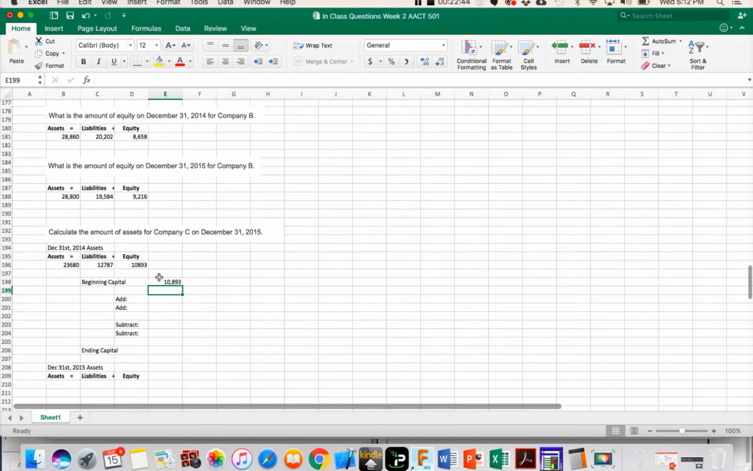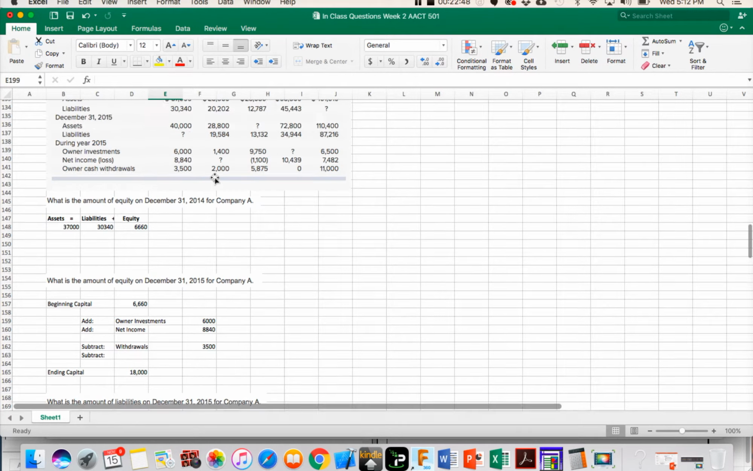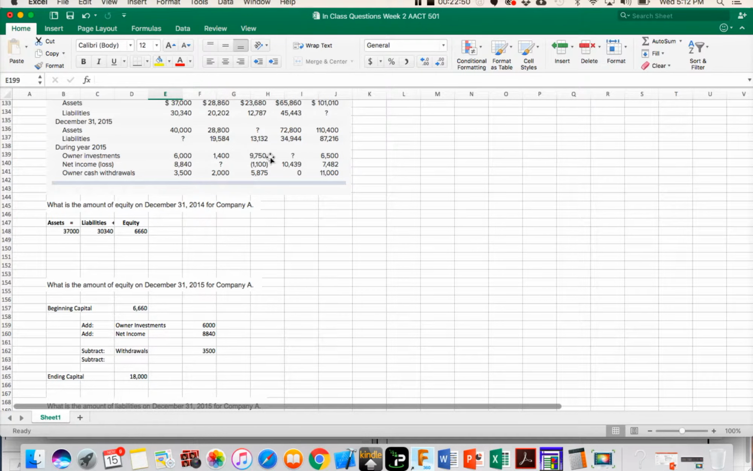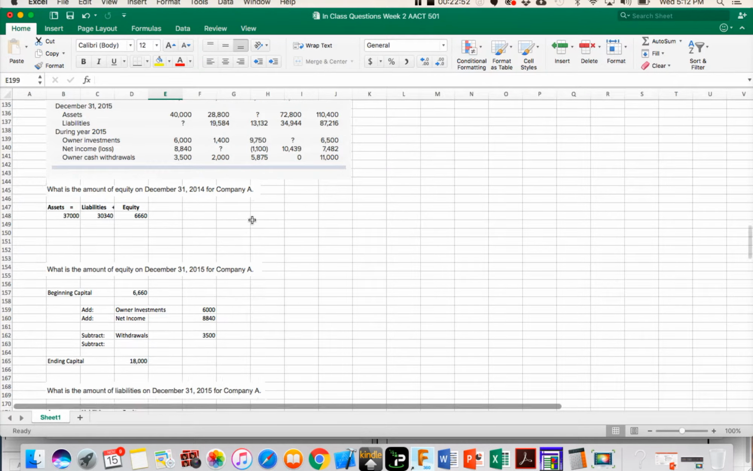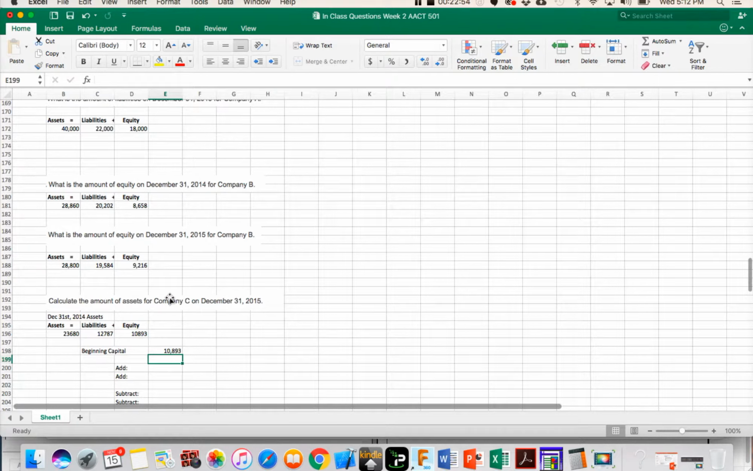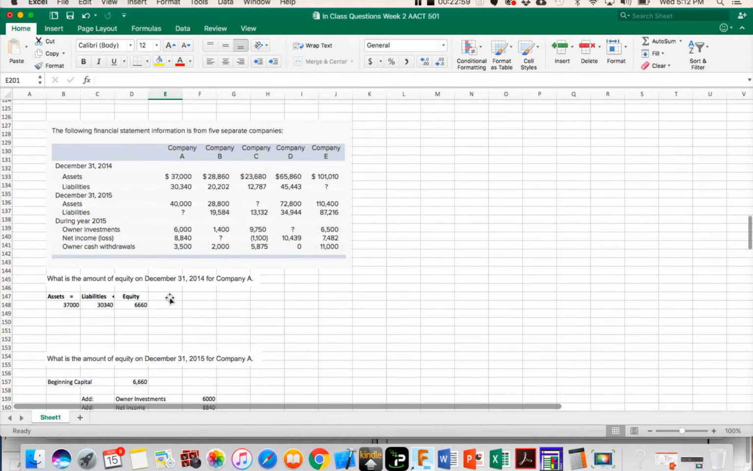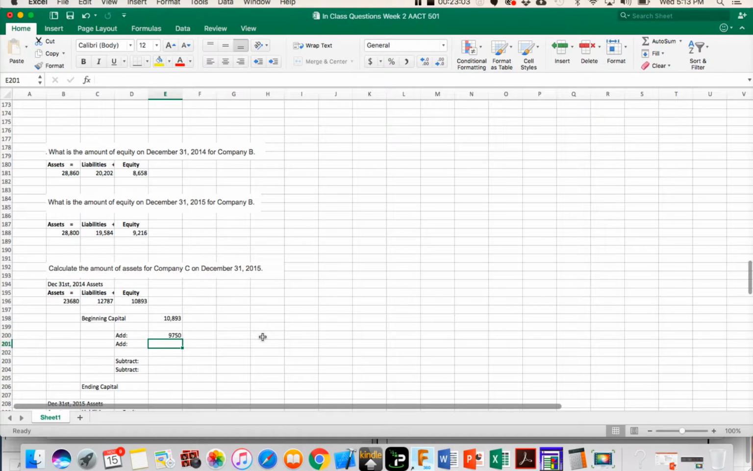Okay, so we started with beginning capital, which we just figured out here. We're given owner investments of $9,750, so I will add that. Given net income, or in this case net loss of minus 1,100, so I'll put that down here.